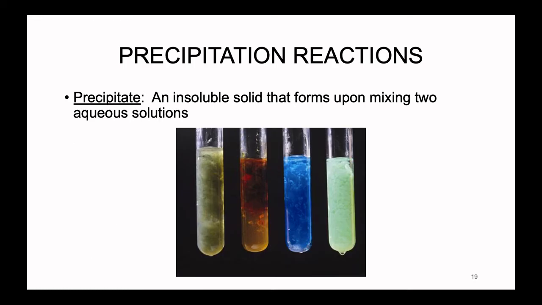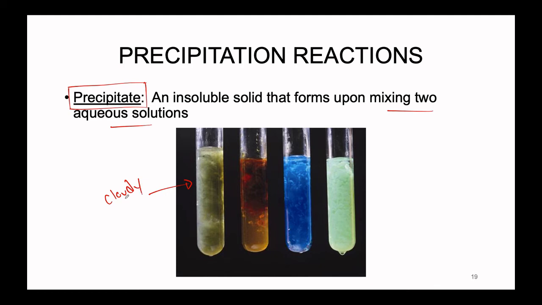Well, now that we have under our belts the means with which to identify whether or not certain compounds are going to dissolve in water, let's talk about mixing those solutions together. Now, if you mix 2 solutions together in which one of the products is identified as an insoluble solid, we call that insoluble solid a precipitate. So a precipitation reaction is one in which a precipitate is created. An insoluble solid is going to form upon the mixing of 2 aqueous solutions. Now in the picture down below, we have some examples of precipitate reaction products, where in each of these cases, we can see that the test tube is cloudy.